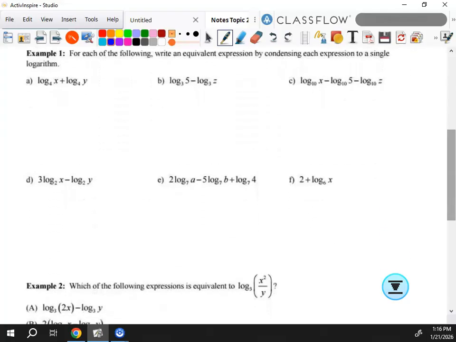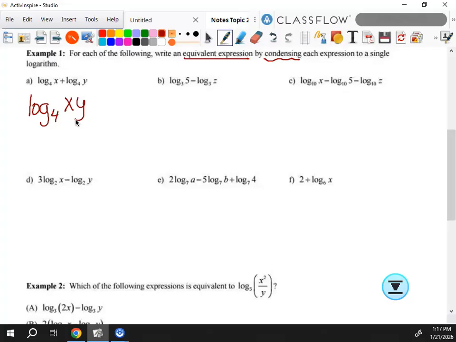All right, so it says for each of the following, we are going to write an equivalent expression by condensing. This one's fairly straightforward. Two logs, they both have a base of 4. So this becomes log base 4 of x times y.